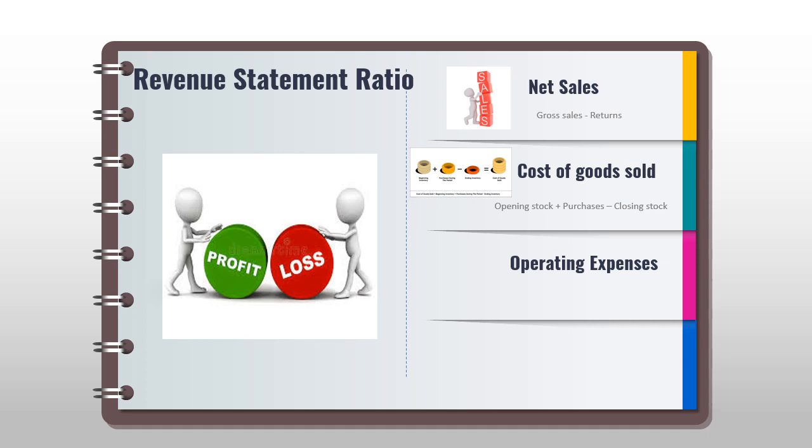The next component is operating expenses. How do we get operating expenses? When we add all the indirect expenses, like office and administration expenses, selling and distribution expenses, and finance expenses, all together they are called operating expenses.